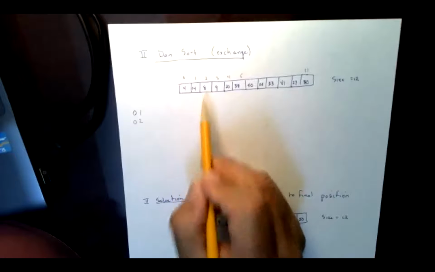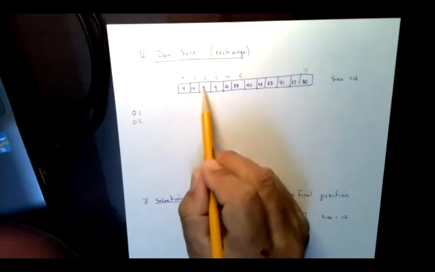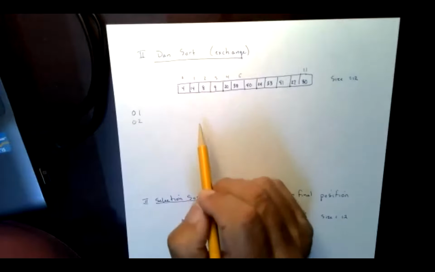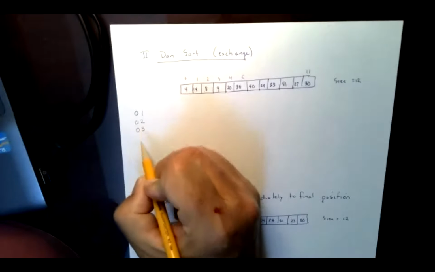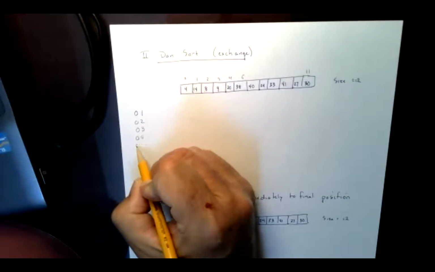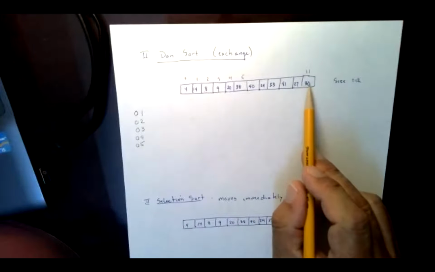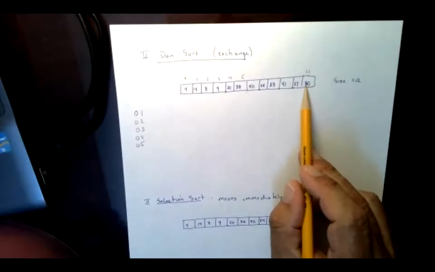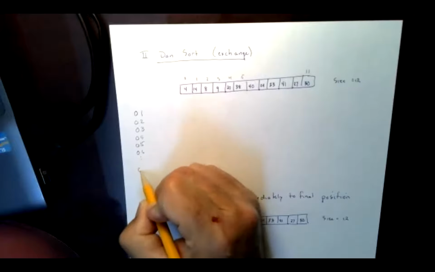Now I'm going to compare subscripts 0 and 2. Do they need swapped? Is 8 less than 4? No, no. Then I'm going to compare 0 and 3. Do they need swapped? 0 and 4, 0 and 5. I'm going to keep going all the way out until I hit what number? 11. 11, 30, right? 11. So I'm going to go all the way down to 0 and compare it to 11.